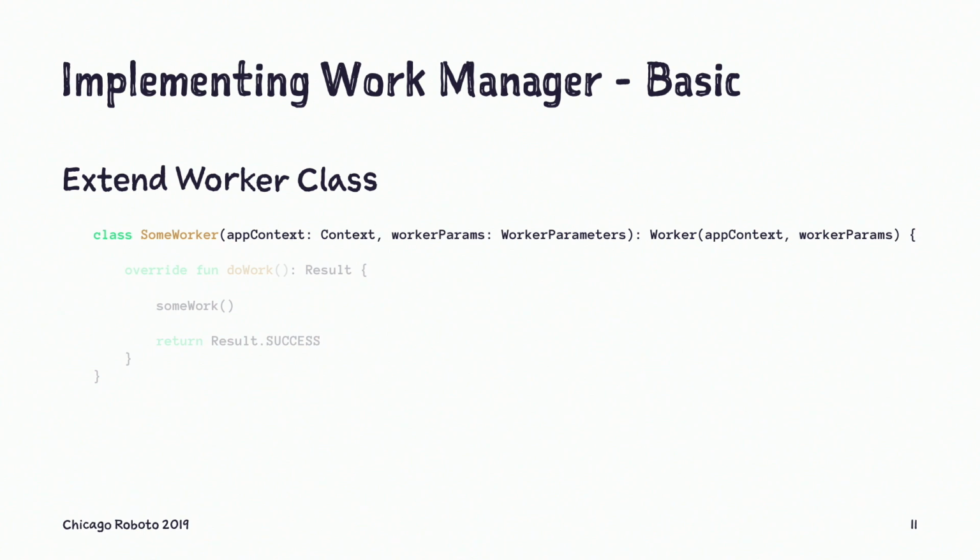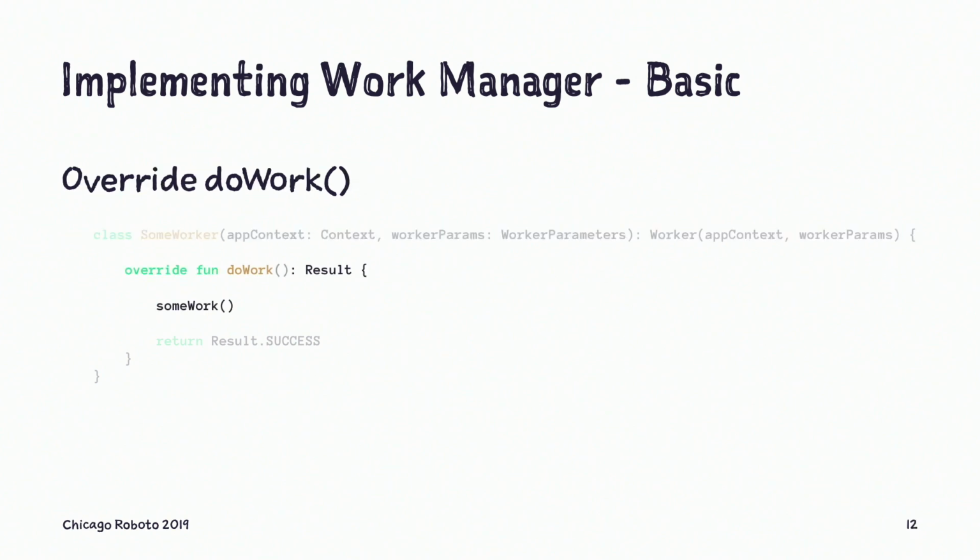So the next step after you add the dependencies is you would go ahead and extend the Worker class. After that you would override a function called doWork, which returns a result. doWork is where you put what work you want to get done. We'll look at more details. And eventually you would say return Result.success. Now you have told how to execute it, what to do, and returned whether it is success or failure. We'll look at the Result class as well.